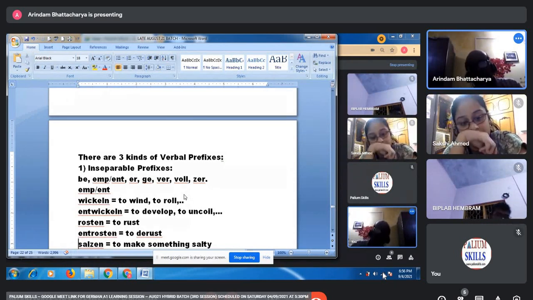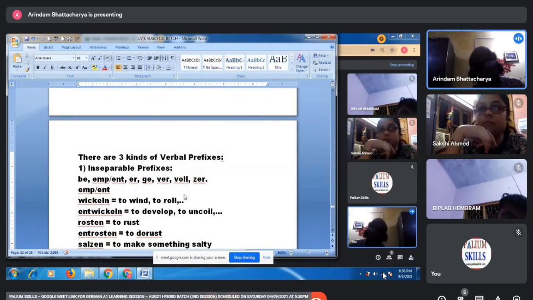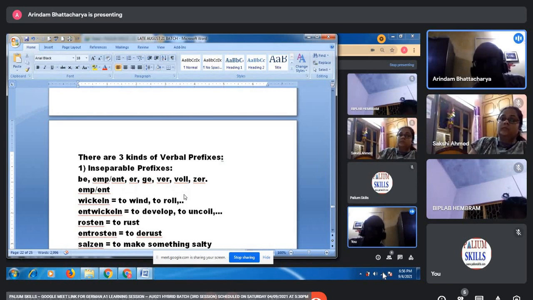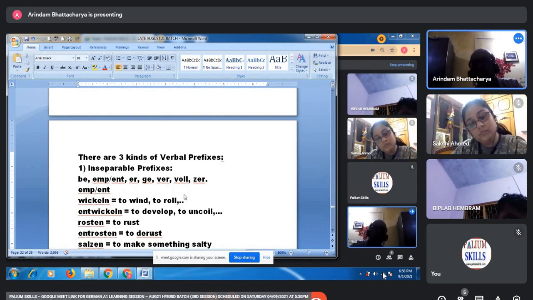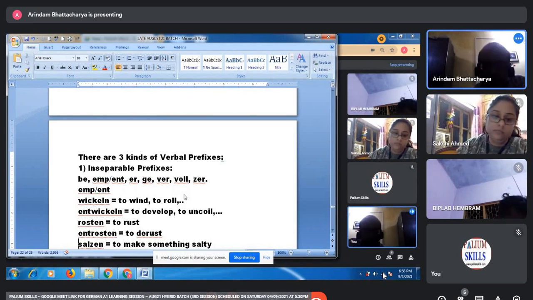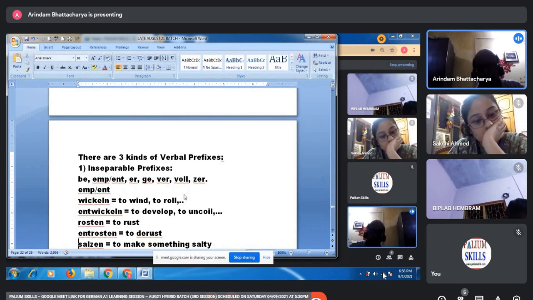To wind, to roll. You probably know another word: wick. How is a wick prepared? The wick is prepared by winding up two or three things together. So this is the reason: wickeln has come from the word wick, meaning to wind, to roll. Now entwickeln means to unroll, to uncoil, to develop.